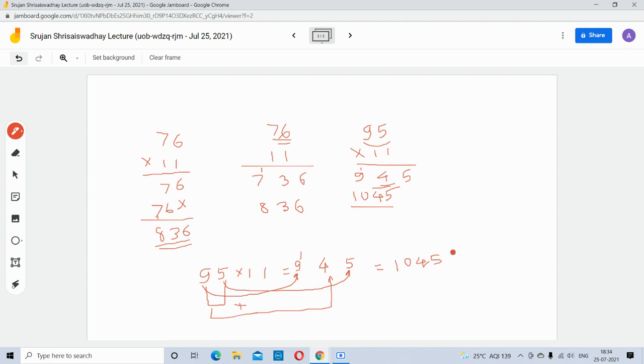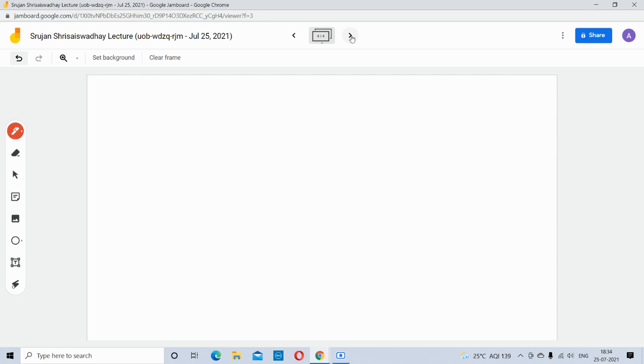So this is how you are going to calculate your answer with number 11. Now, how you are going to do it with triple one? Now you are going to multiply it with triple one.